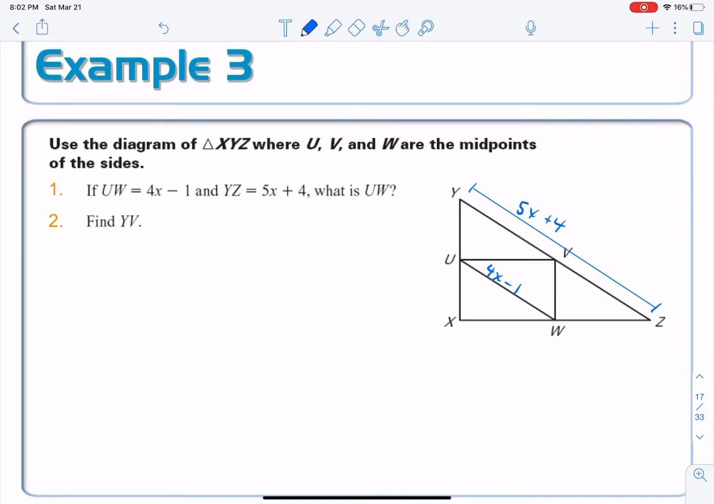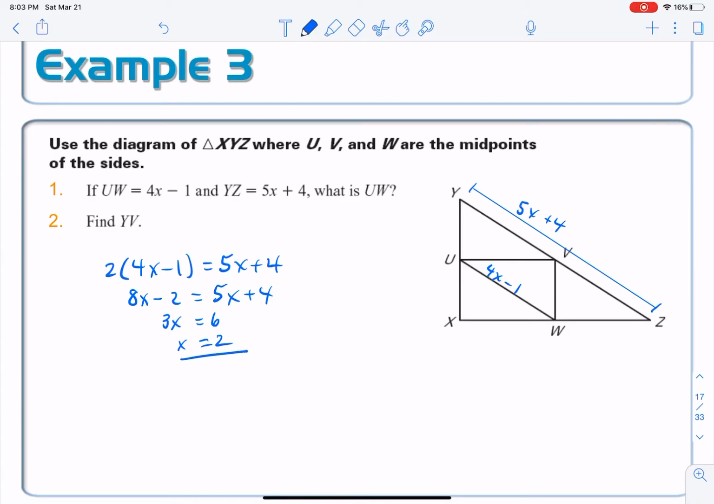Okay, so this UV, I would have to double it in length in order to get the length of the 5x plus 4. Or I could take half of 5x plus 4 and set it equal to the 4x minus 1. I think it might be just a little bit easier to just double 4x minus 1 and set it equal to 5x plus 4. All right, and then distributing here, we got 8x minus 2. Get all our x's on the left-hand side, gives us 3 of them when we subtract. Add the 2 over, and then divide, we get x is equal to 2.